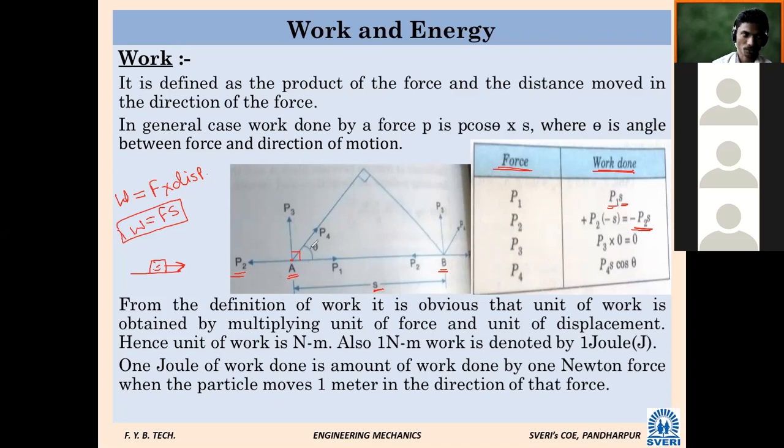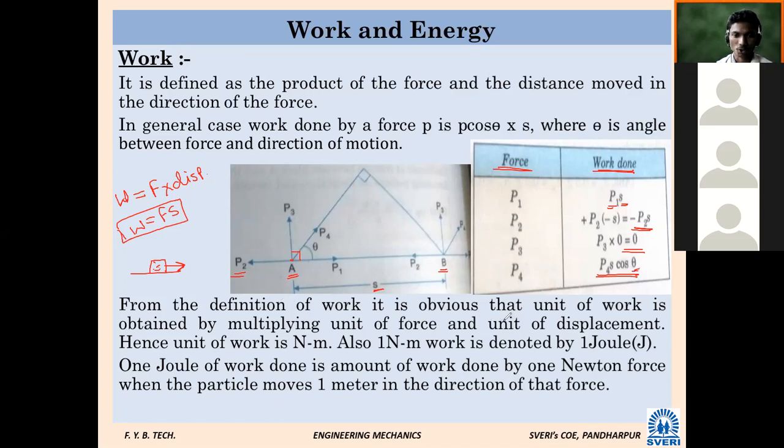So you can observe here, it is 0. And if a particular force is at a certain angle theta, then that work done will be F into S cos theta, where the angle theta is given. So from the definition of work done, W is equal to Fs.